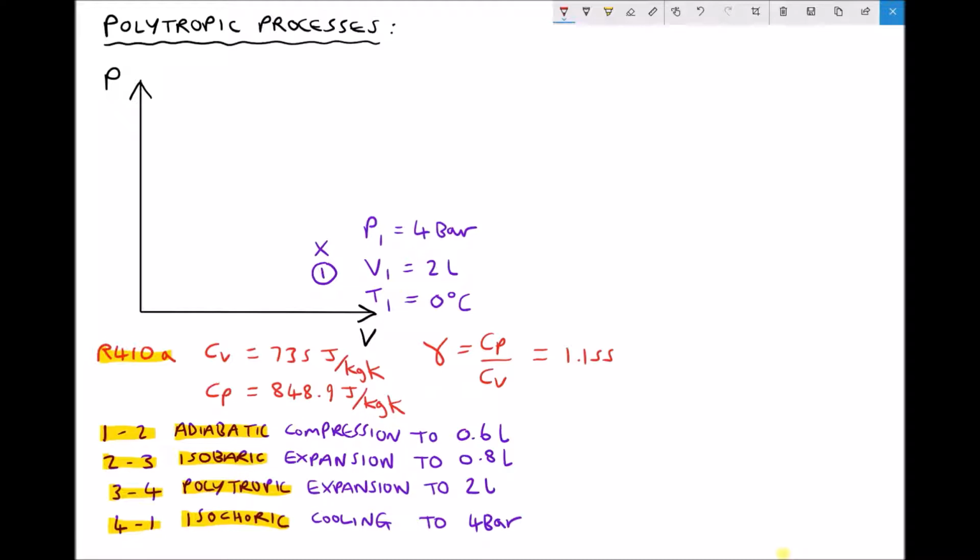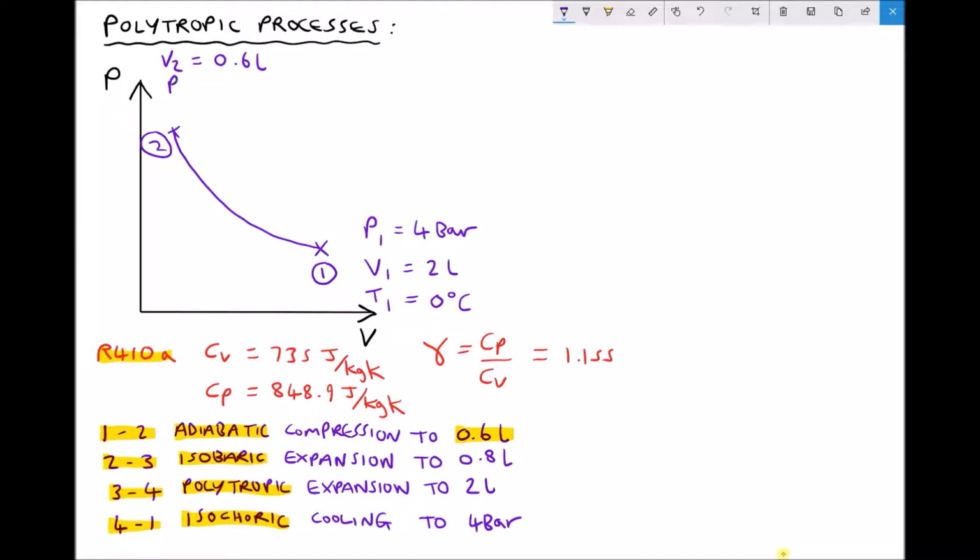So now we have some information we can work with, because we know as we go from position 1 to position 2, we have an adiabatic compression. Now when we compress a gas, its volume decreases and its pressure increases. So on our PV diagram, we can represent that as follows, going from position 1 to position 2. Now stated in the bottom left hand corner, we've said that that's an adiabatic compression and we're compressing the refrigerant to 0.6 litres. Therefore, at position 2, V2, we know we have a volume of 0.6 litres.